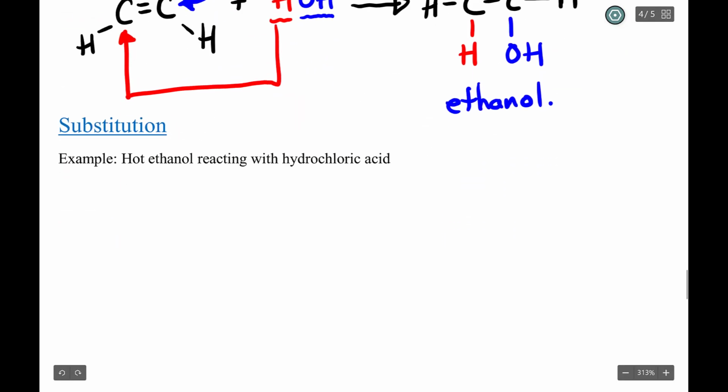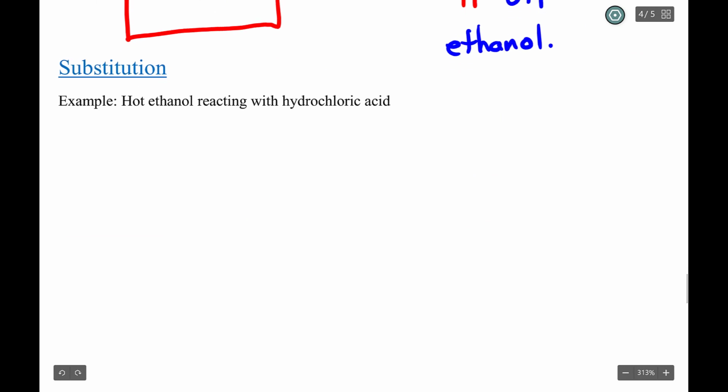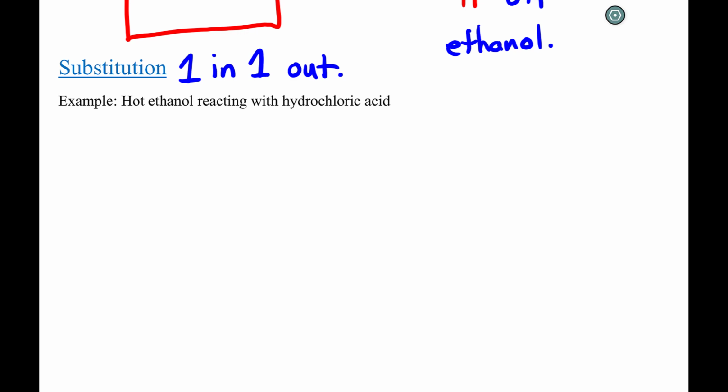The next one we're going to look at is a substitution. Now remember, we called substitution 1 in, 1 out reactions. And what I mean by that is one important atom, or in this case it's going to be a hydroxyl group, is going to switch places with another one. And so the example I picked was hot ethanol reacting with hydrochloric acid.